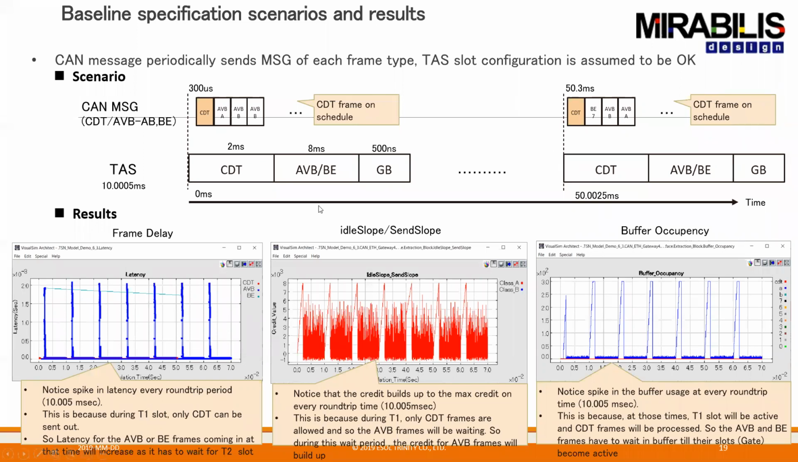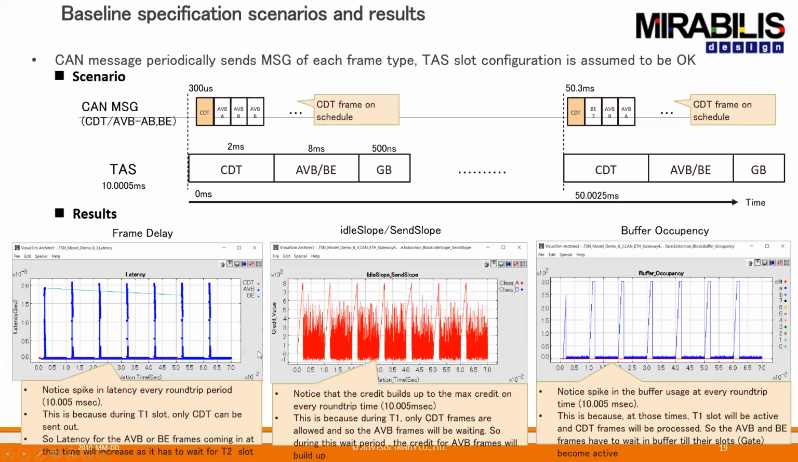So what are the types of things we would look at? Going back to what we were looking at earlier, you can see here that the spikes are there every 10 milliseconds. So we wonder, why are those spikes occurring? That's really related to the fact that any data coming in during that time cannot transmit until that slot is completed. So the latency for AVB and best effort will go up as a result of that. Now, the guard band is a very, very small element, so not something we should worry about.